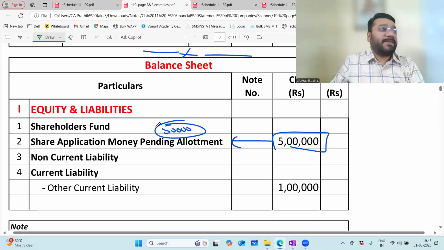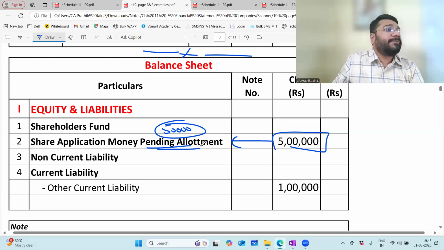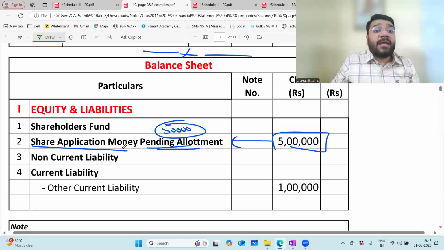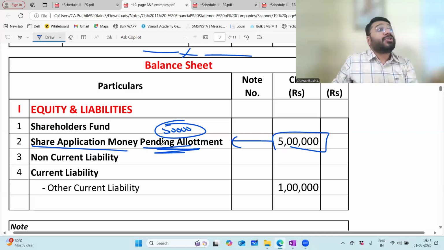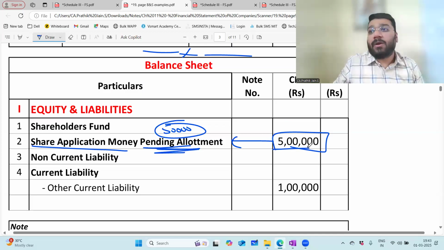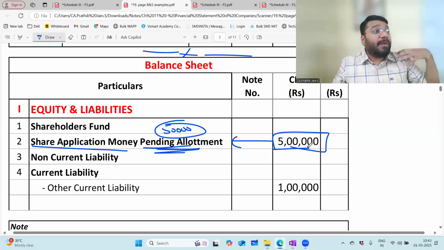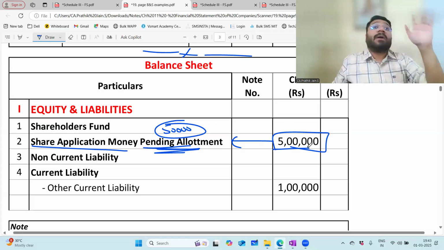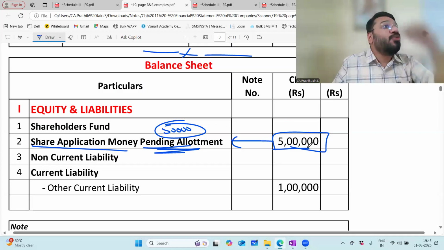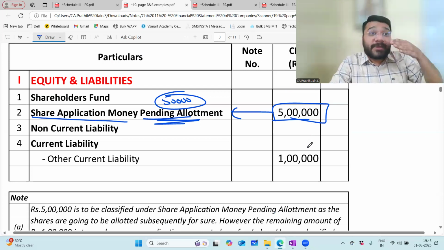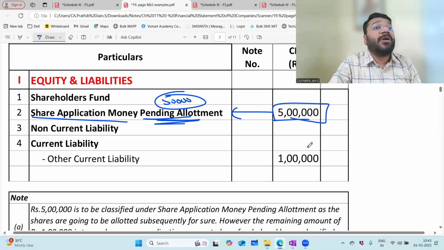But allotment is happening next year. So until then, it is pending allotment. So share application money received, I'm also keeping the money. I'm not going to refund it. The allotment is confirmed to happen. So that amount goes to your share application money pending allotment. The remaining 1 lakh, I cannot keep it. Just because people wanting to buy my shares, extra application has come. Company law does not allow keeping that extra money. You have to refund it. So in that case, it becomes my other current liability because I'm supposed to make the payment within 15 days of closure of the application.